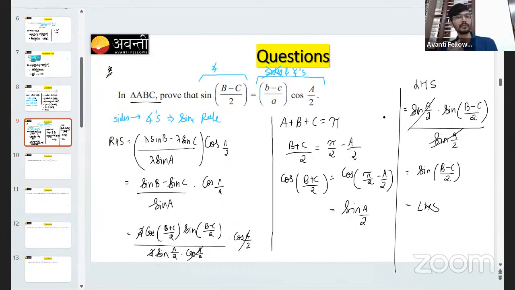Got it? Here we have to start with RHS. I'll give you 10 seconds to go through the question again. If you have any doubt, you can ask me. Otherwise, we'll proceed further. Okay? I'll give you 10 seconds. Come on, guys. Done? Okay, let's move forward to the next question.